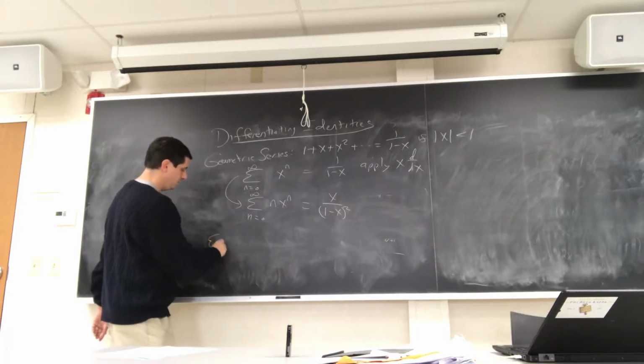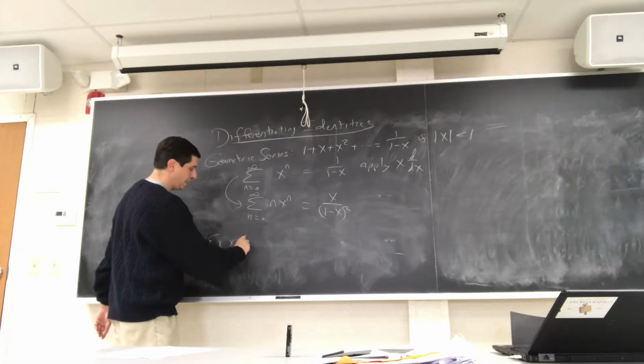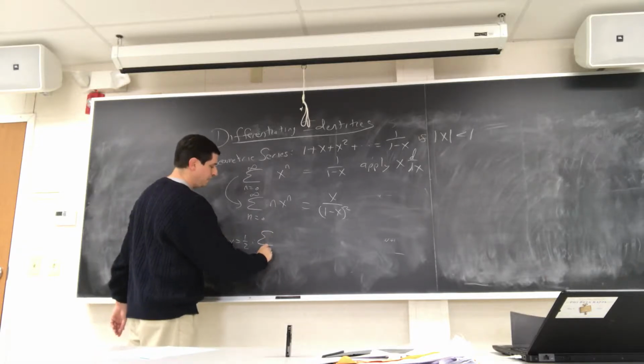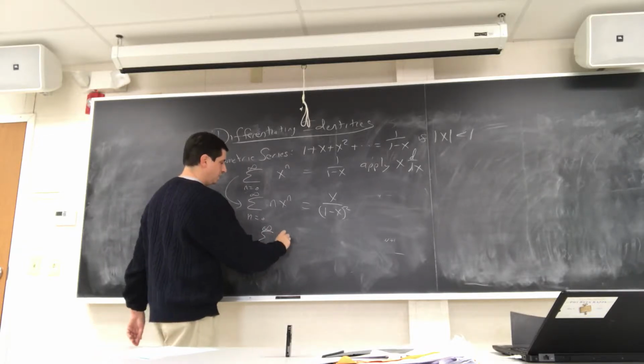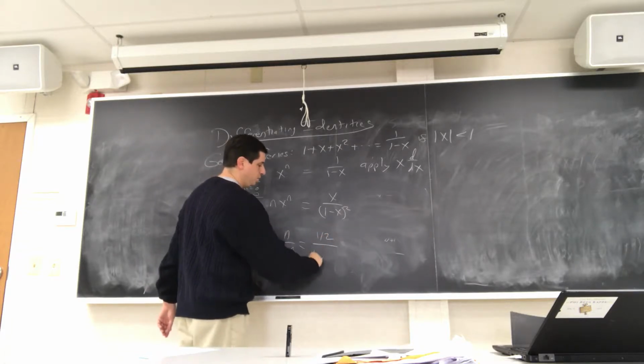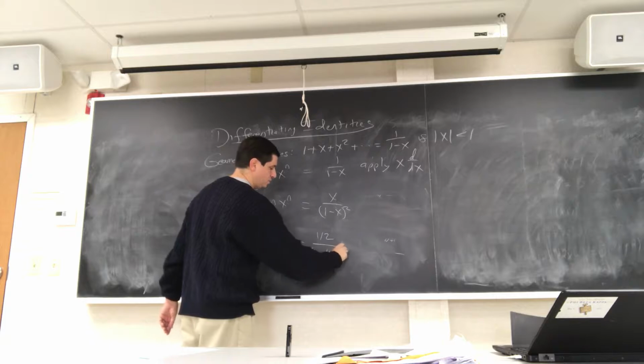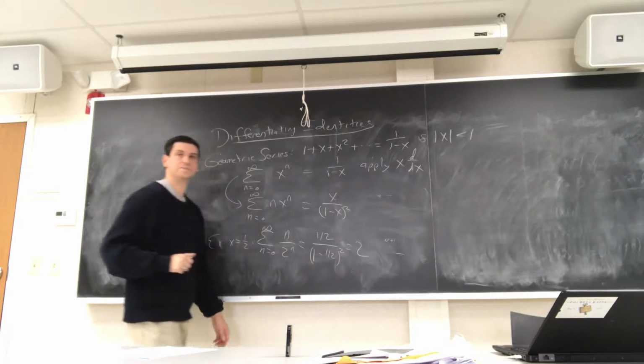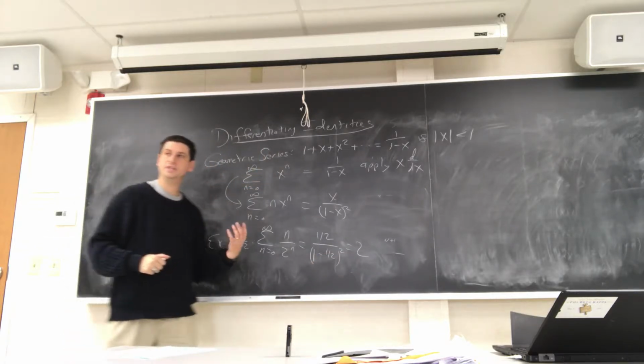So for example, if we take x equals a half, you get the sum, n goes from 0 to infinity, of n over 2 to the n is 1 half over 1 minus a half squared, which is 2. And this allows you to calculate sums like this.